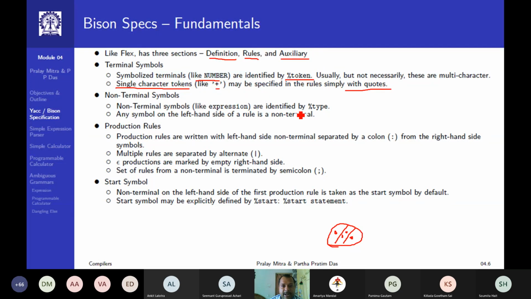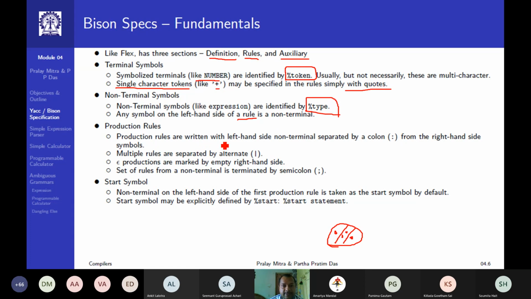Non-terminal symbols like expression are identified by %type. So two things we learned here. If it is a terminal, usually it is denoted by %token, and if it is a non-terminal, it is usually denoted by %type. Any symbol on the left hand side of a rule, that is the production rule, is a non-terminal, because that production rule will be translated here directly.